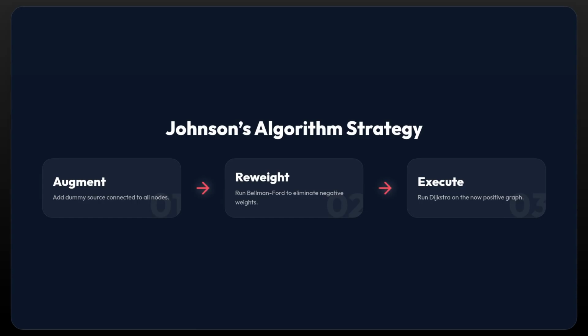For all pairs' shortest paths, we use Johnson's algorithm. It's a brilliant hybrid. First, it uses Bellman-Ford to compute a potential value for every node, effectively reweighting the graph so all edges become non-negative. Once the graph is clean, it runs the ultra-fast Dijkstra algorithm for every vertex. It combines the safety of Bellman-Ford with the speed of Dijkstra.